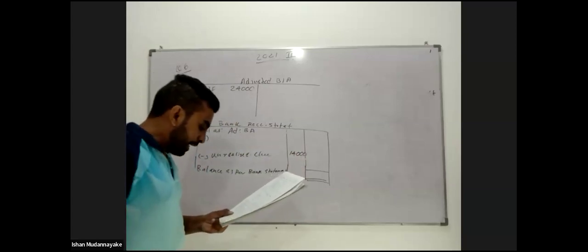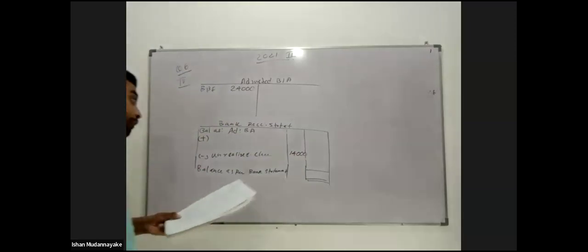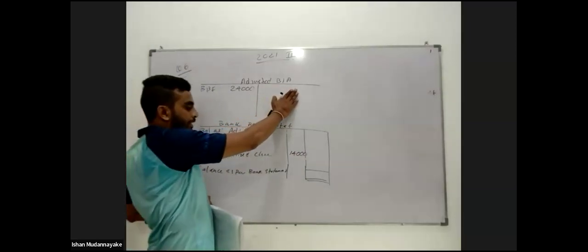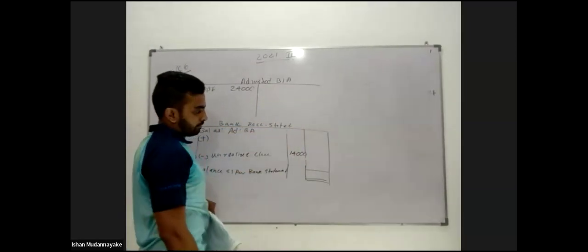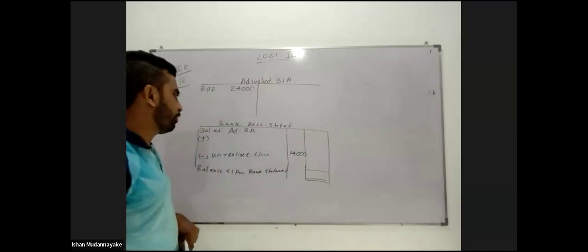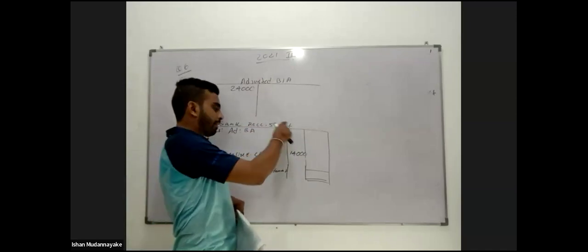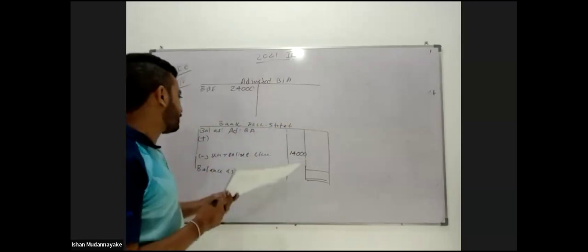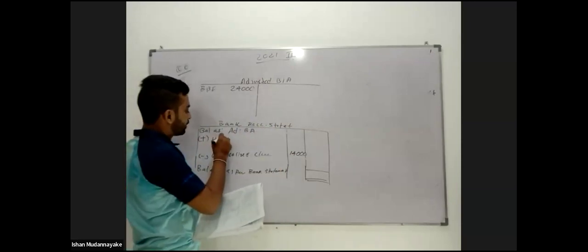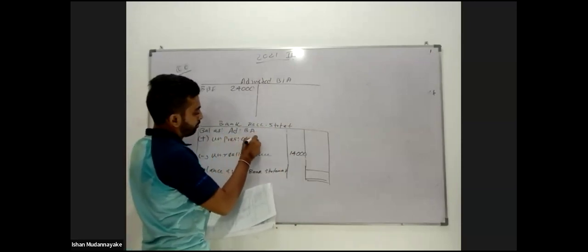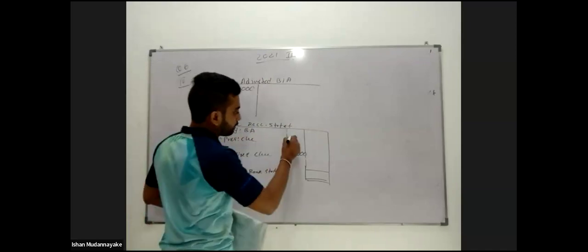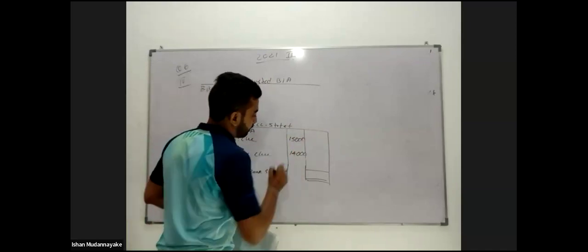Next one. The check issued but not presented, 50,000. We have issued and properly recorded it, but still the bank has not paid. It is a technical delay, nothing to do with errors. We have deducted it, and therefore we add it: unpresented check plus 50,000. Right. Next one.